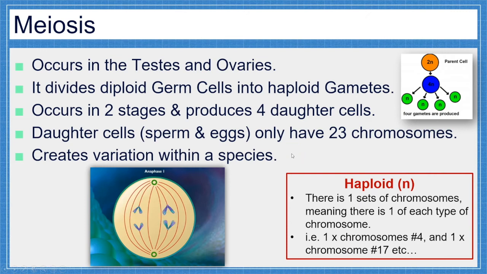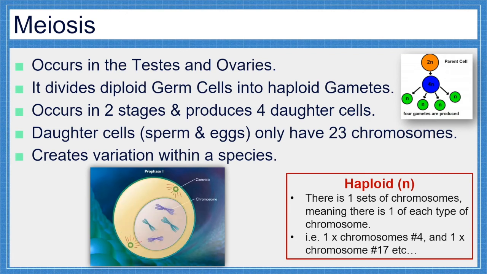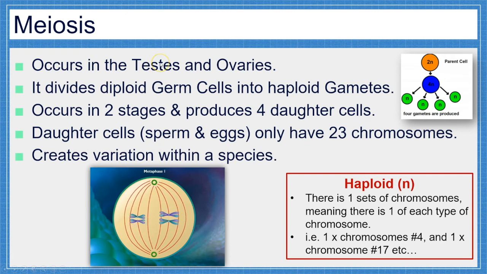Just to summarize, it's where we're talking about a cell that has one set of chromosomes. So there's only one of each type. So you've only got one chromosome number 4 and one chromosome number 17 or something like that. Okay, whereas diploid, which is what our somatic cells are, have 2 of each kind. Okay, now we're taking a diploid cell, those are our germ cells, and we are producing haploid gametes.